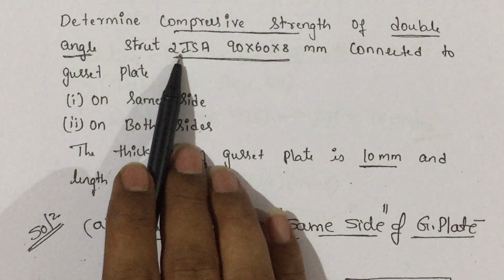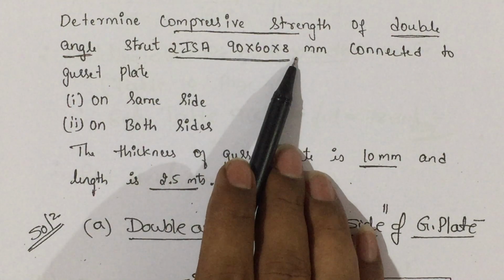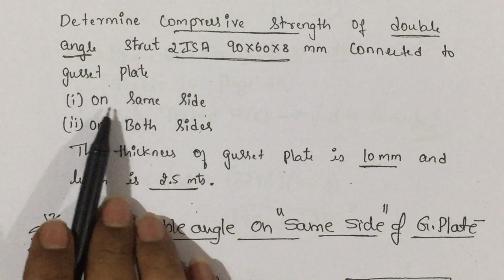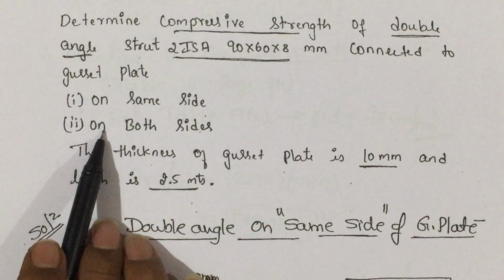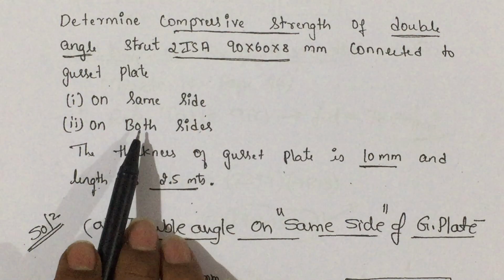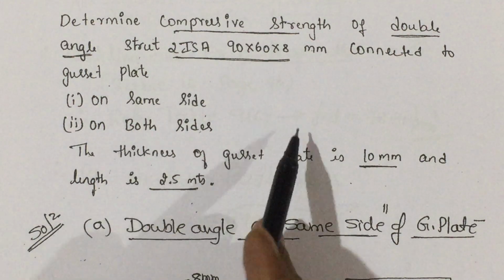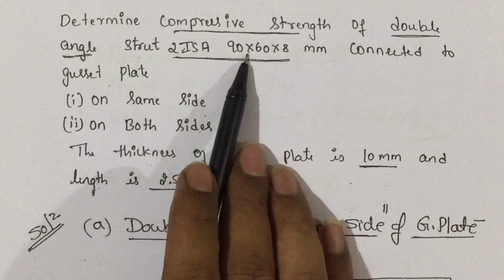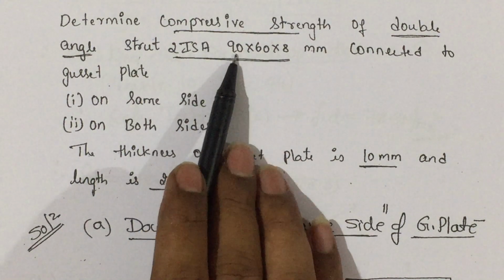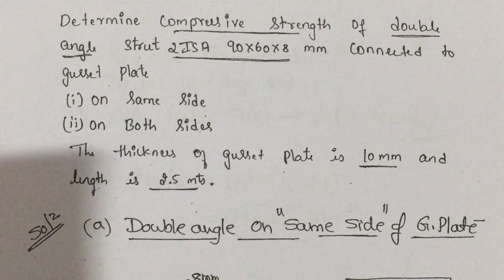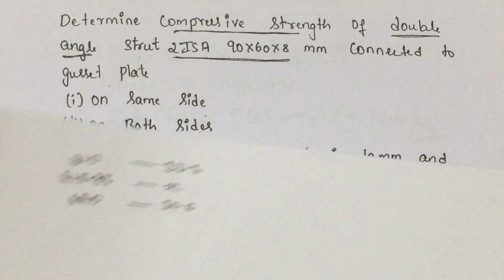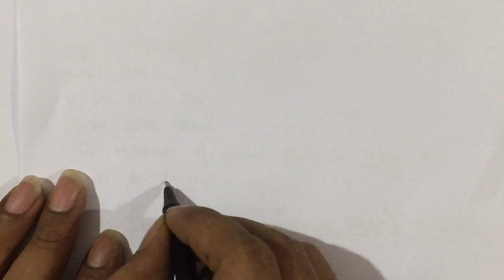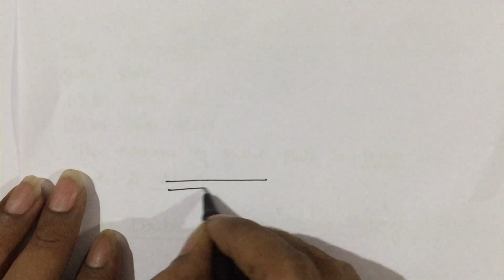There are two angle section 2 ISA 90 by 60 by 8, they are connected together. On the first case they are connected together on the same side, on the second case they are connected together on the both sides, nothing but opposite sides. It is the angle section of unequal angles 90 by 60, nothing but one leg will be short, another leg will be bigger, larger. So, there are two angle section, there is a gusset plate.